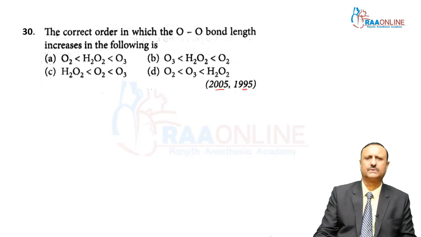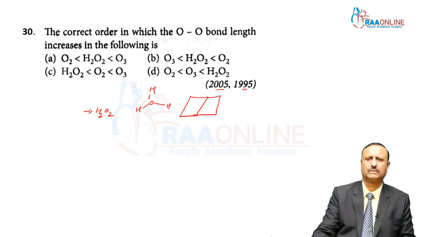Now, my dear students, you can see question number 30, about the bond length of H2O2. The H2O2 structure is an open book-like structure, with O and O present here, and H and H. So, my dear students, the O-O bond length is maximum in H2O2.